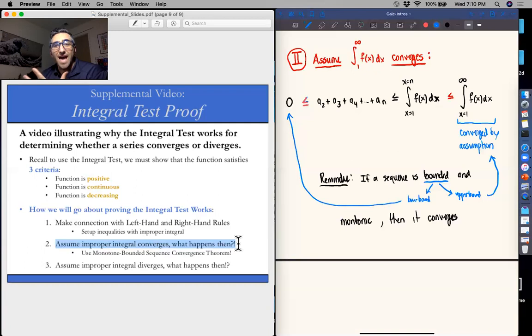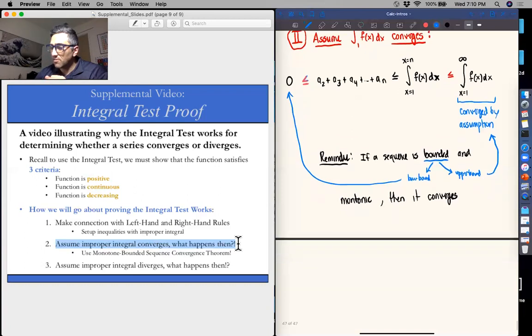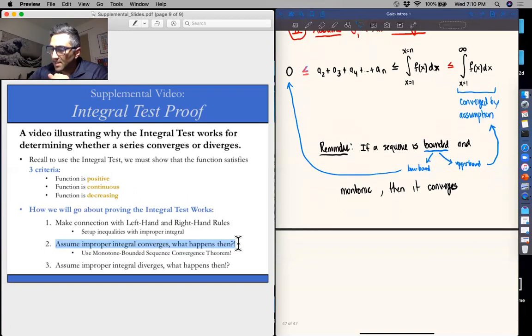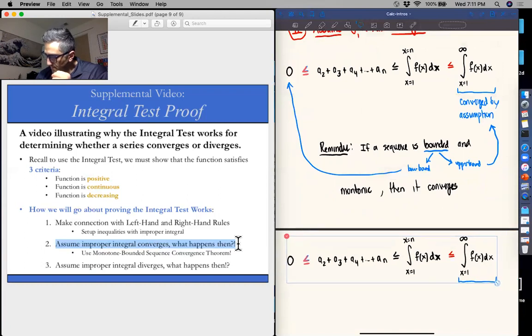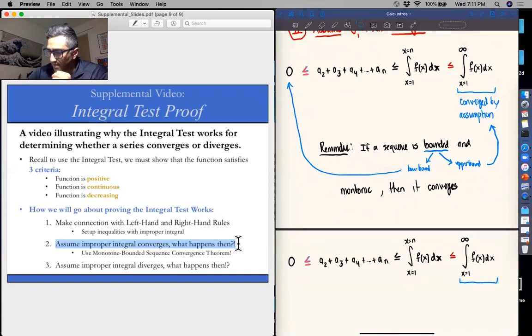And because of that, our sum a2 plus a3 plus a4 up to whatever a sub n value we want to go to is going to be greater than or equal to 0. So the next step is basically to grab this previous line and bring it down here. Oops, looks like a square bracket came along for the ride.